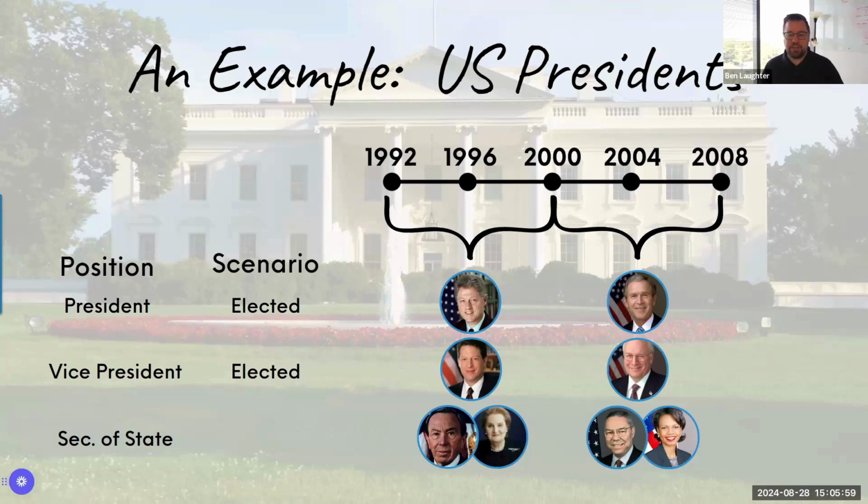But Clinton and Bush served in those positions as president, right? Their position was president. The scenario that put them into that position was an election. Same thing for the vice president. Gore and Cheney were elected into their positions of vice president. So the terminology means a lot, right?